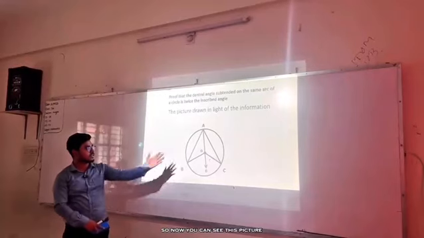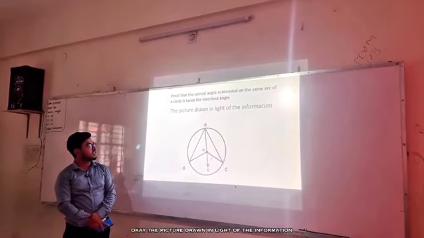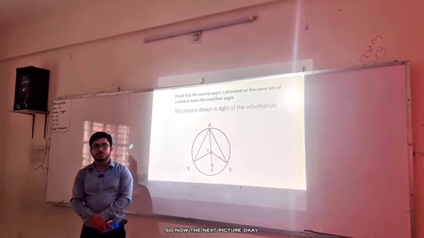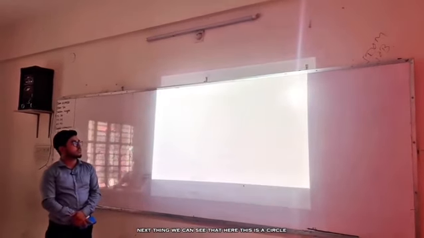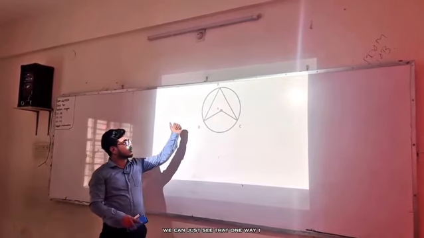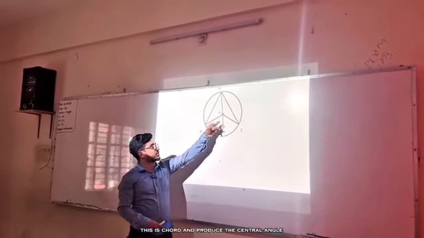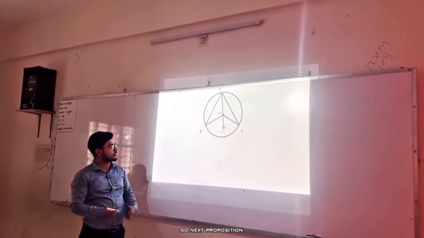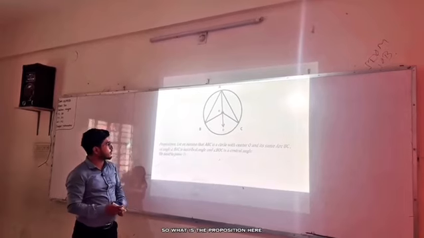Now we have to prove this theorem. Now you can see this picture. The picture is drawn in light of the information: the central angle is double the inscribed angle. Now the next picture. Here we can see this is a circle. We see one by one the chord and the central angle it produces. And now the proposition. So what is the proposition here?